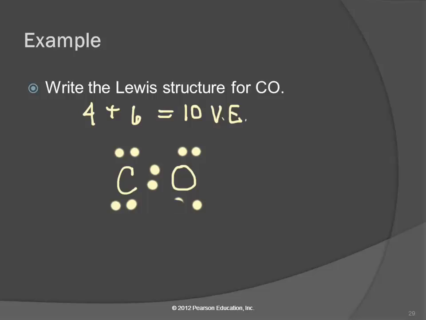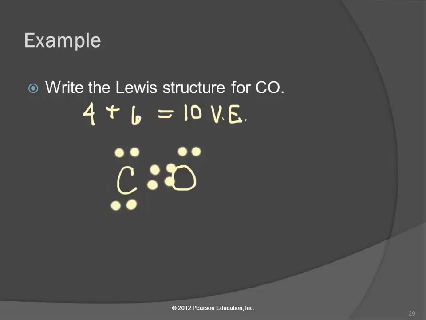Well, I could take this pair off of the oxygen and put them over there so carbon has an octet, but now oxygen isn't happy, so that's not going to work. We don't have enough electrons, so we need to share more. So we take one of these lone pairs and we make it into a bonding pair.